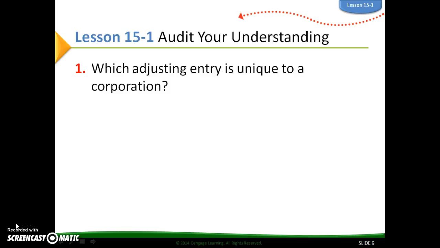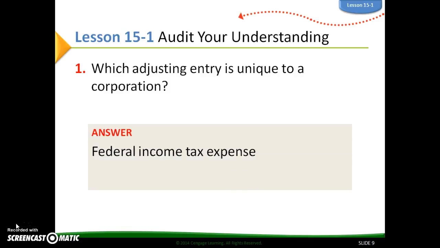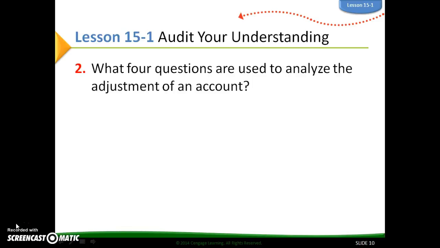Which adjusting entry is unique to a corporation? And we would say federal income tax expense is an adjusting entry that's unique to a corporation. What 4 questions are used to analyze the adjustment of an account? And these are really important. You want to make sure that anytime you think you need to adjust an account, you ask these 4 questions.